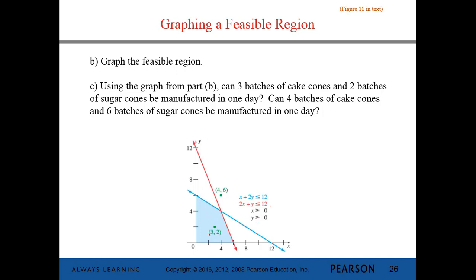So notice that 3 batches of x and 2 batches of y will satisfy all of them. But if I want to do 4 batches of cake cones and 6 batches of sugar cones, well, I won't be able to do that, right? So immediately I know what I can manufacture, what I can't manufacture, what's possible, and what's not possible in this system.